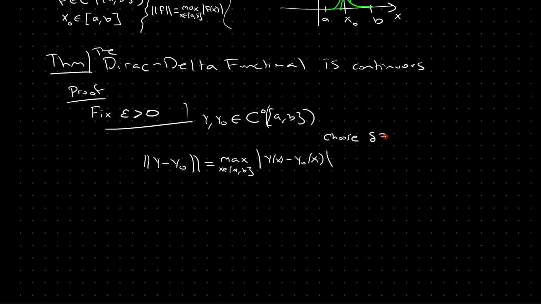Specifically, if we choose delta equals epsilon, then we're going to be assuming that the maximum value of y minus y naught in absolute value is less than this delta. And now all we need to do is show that when this is true, when y minus y naught is less than delta, then the difference of values of the functional has to be less than epsilon.